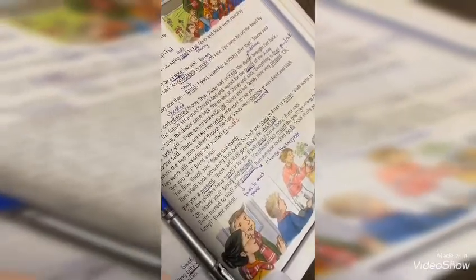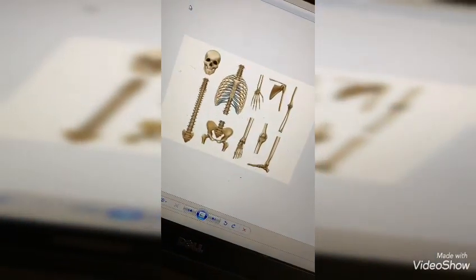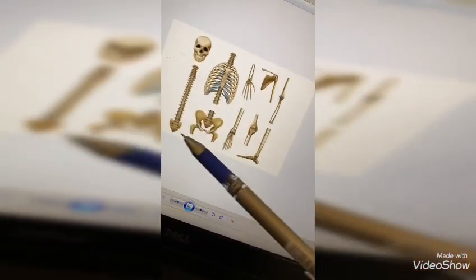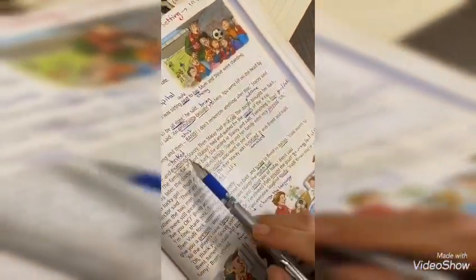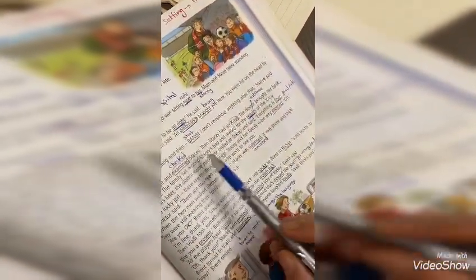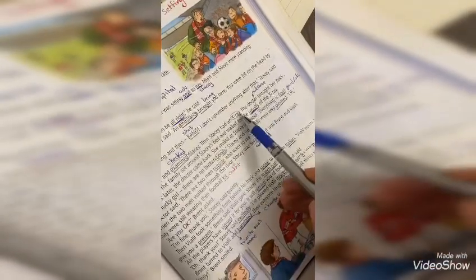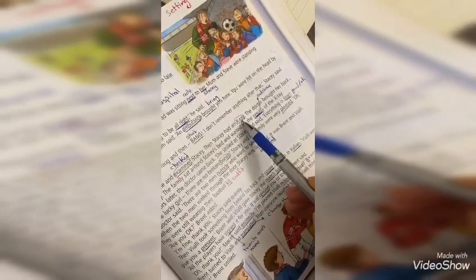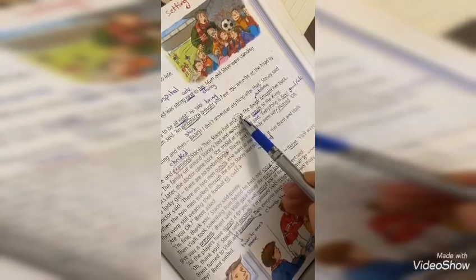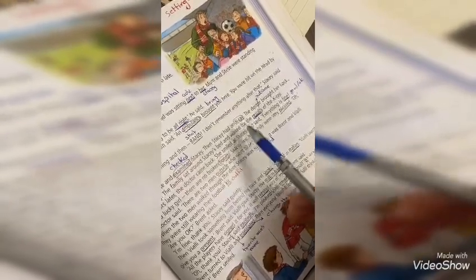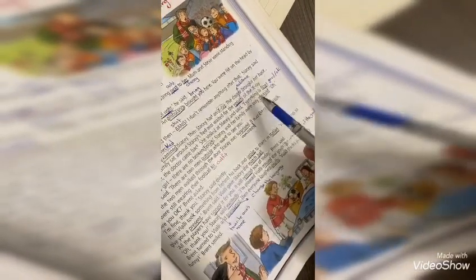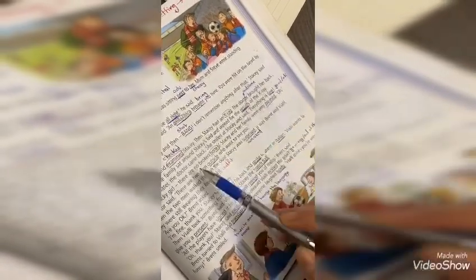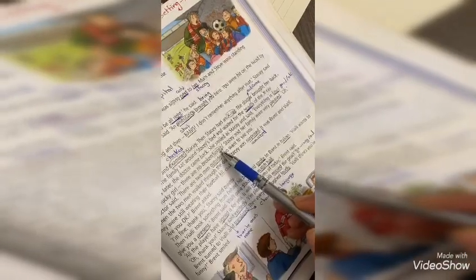What is the meaning of bones? Look at this picture. These are bones. So the doctor examined and checked Stacy and took her to make an X-ray to know if she has broken bones or not. But thank God, there are no broken bones.